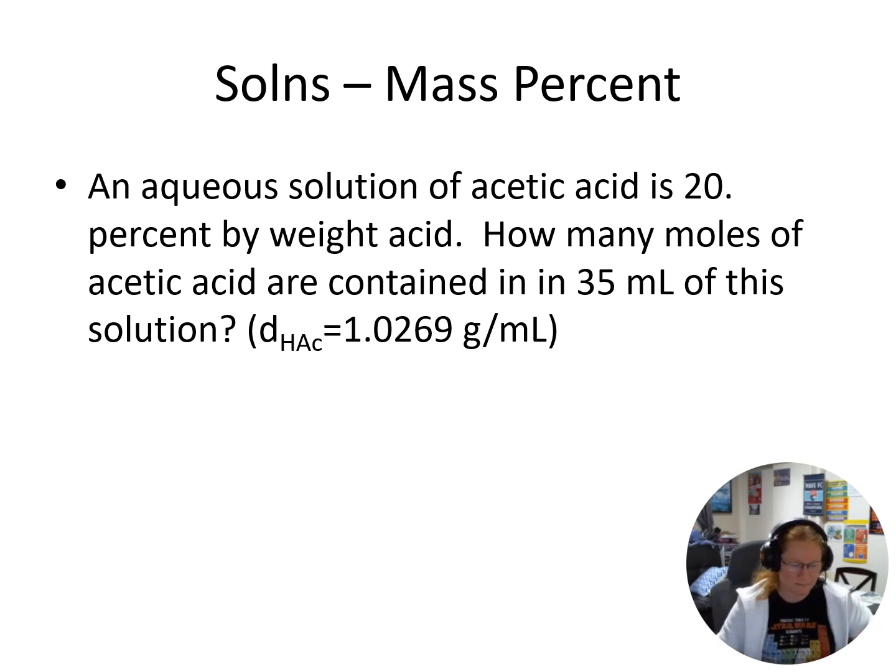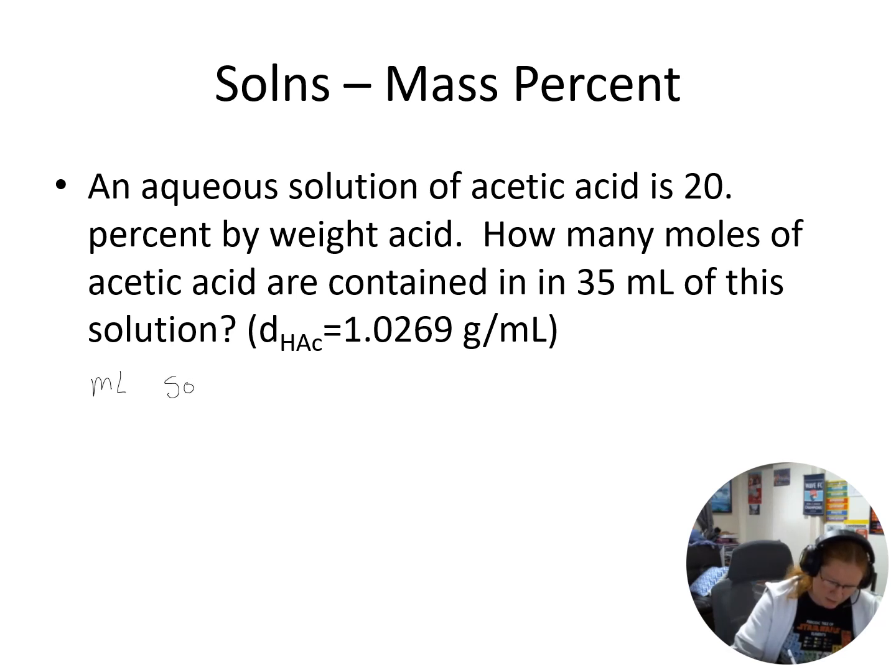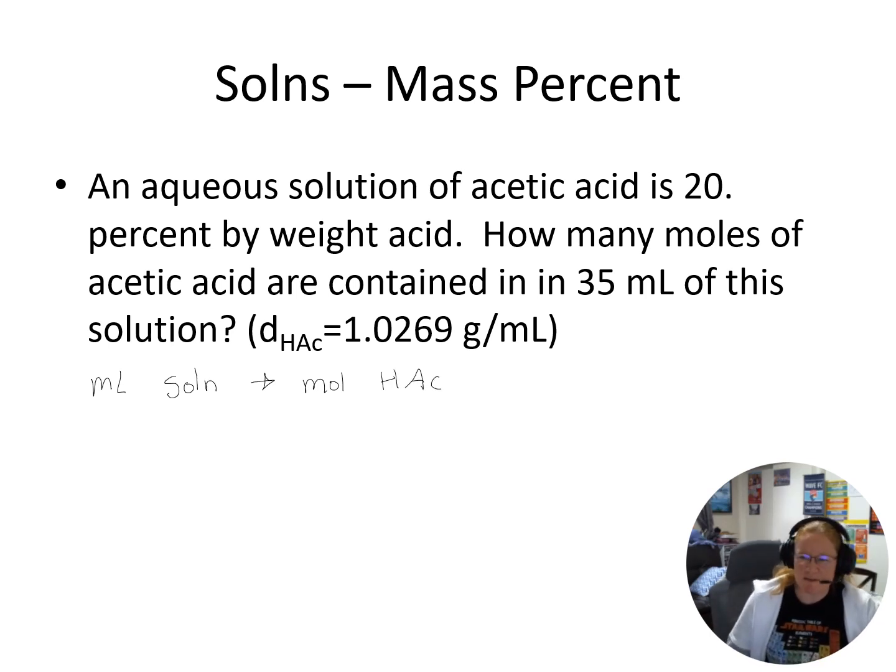Okay? And so what we're looking at with this problem is we need to go from milliliters of solution over to moles of our acetic acid. And this HAc, that's a standard abbreviation for acetic acid. The Ac is the abbreviation for the acetate anion, and then the H is the ionizable proton that makes it acidic. All right, so there's where we need to go. So point A to point B, milliliters of solution to moles of acetic acid. We have a few more steps we have to go through.